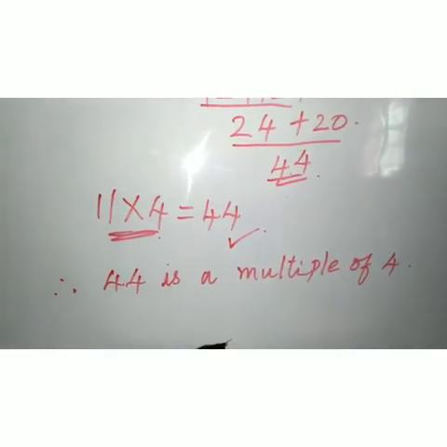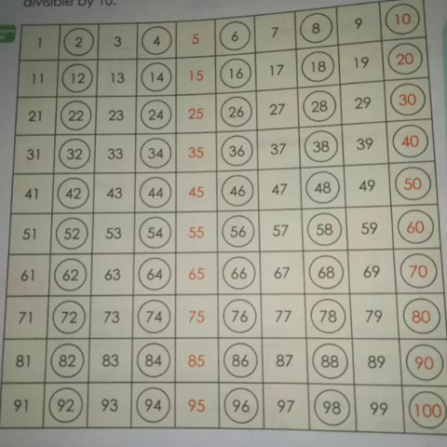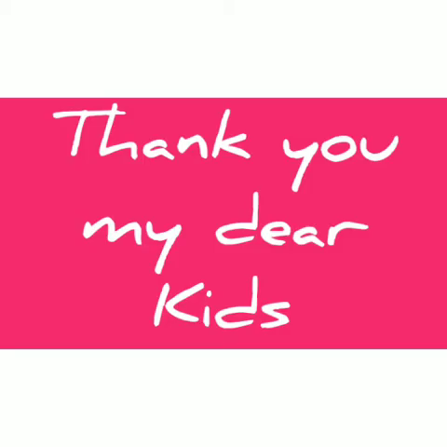At the beginning, I told about the grid 1 to 100. The circled numbers are divisible by 2. The numbers which are in red color are divisible by 5. The numbers which are encircled and in red color are divisible by 10. Am I clear to you, children? Hope you all understood the concept of factors, multiples, and divisibility.